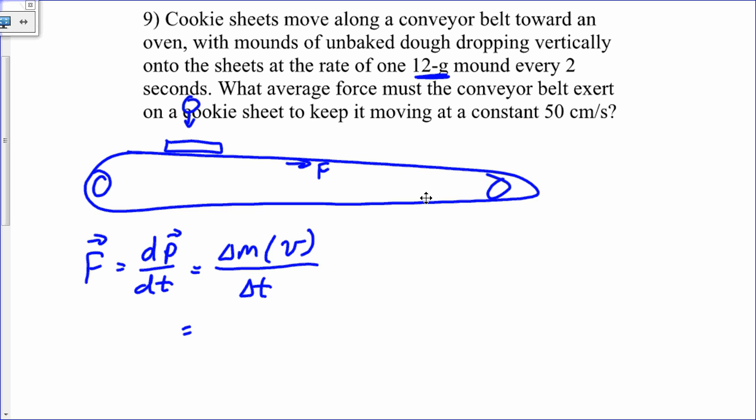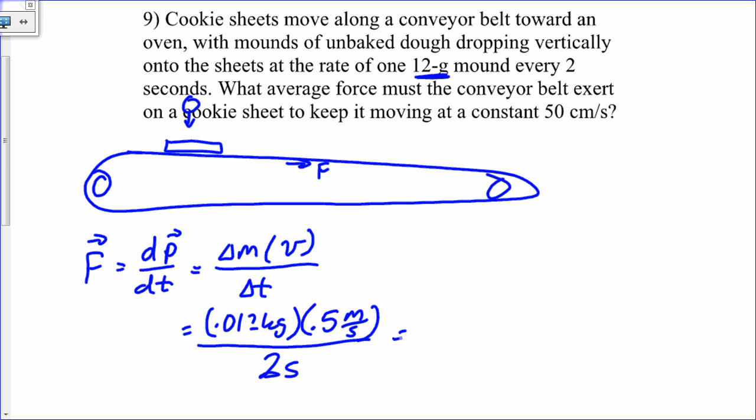So it's going to be 0.012 kilograms times my velocity, which is 50 centimeters per second, or 0.5 meters per second, divided by the rate at which they're dropped on, which is 2 seconds. That means I need 0.003 newtons to keep this cookie sheet moving at this rate. And that 0.003 newtons is to the right, as I've drawn it in this diagram.